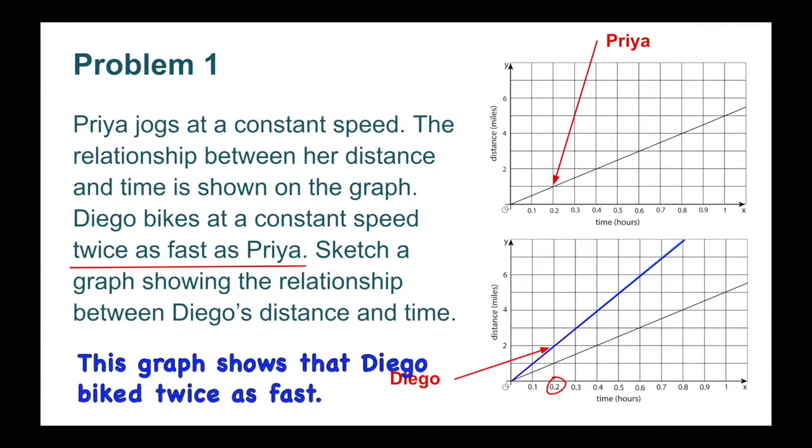In 2/10 of an hour, Diego jogged 2 miles. In 2/10 of an hour, Priya jogged only 1 mile.